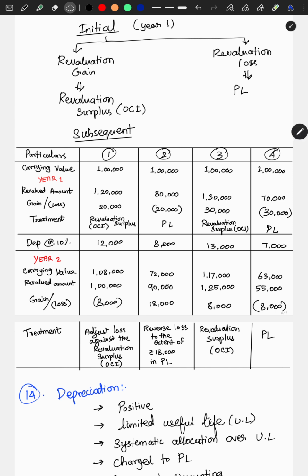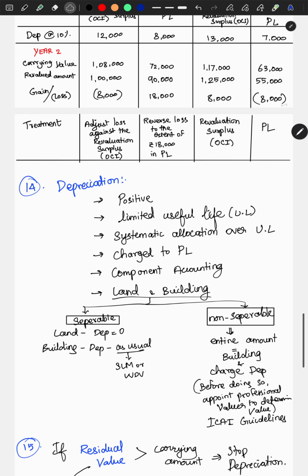Okay, in case of the third scenario, the first carrying amount is 1 lakh and the revalued amount is 1,30,000. So there is a gain of 30,000, it will go to revaluation surplus, and then in the second year again there is a gain of 8,000. So that 8,000 also will go to revaluation surplus. In the fourth scenario, both years losses, all loss will go to P&L only. There is no change.